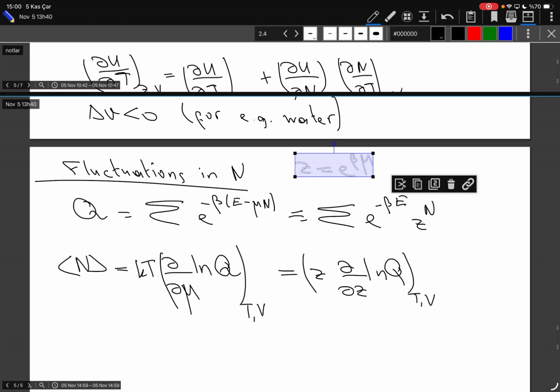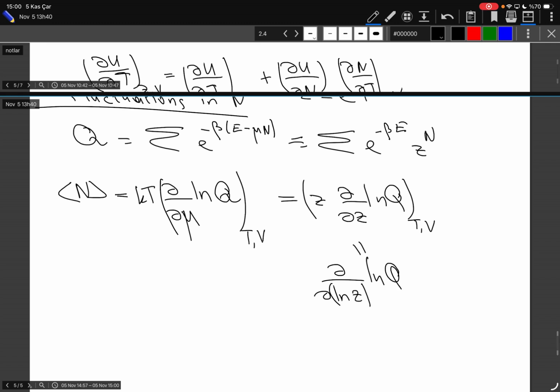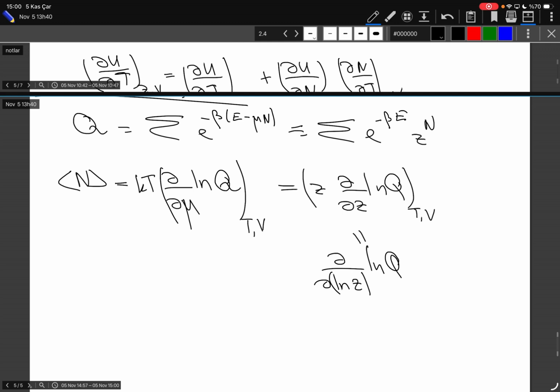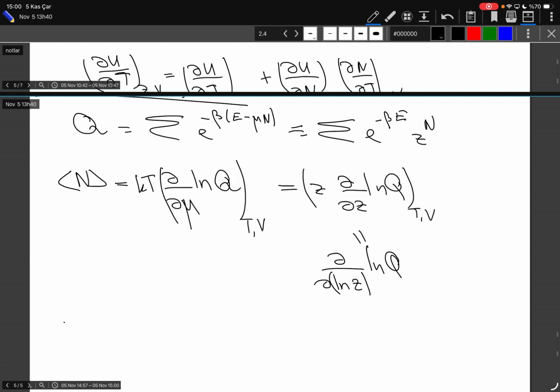And in fact, to see that, I can write this as derivative with respect to the logarithm of z, of logarithm of q. Logarithm of z is just beta mu. Since t is constant, beta is constant. So I recover this expression over here. Now this is the average of n. What I would like to calculate is delta n squared average, which will be the average of n squared minus the average of n squared. This is what I'm interested in, the fluctuations in the number of particles in my system.